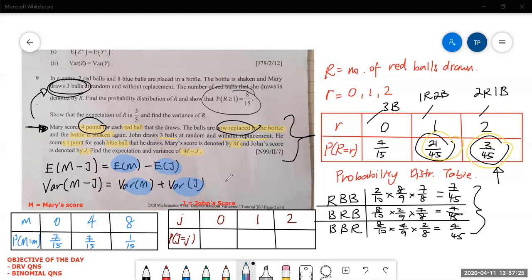Which means John's score, minimally, he will definitely be getting 1 blue. He will not be drawing 0 blue balls. Y'all know why? Because there are only 2 red balls, and he has to draw 3. So minimally he'll be drawing one. So it's 1, 2, and 3.